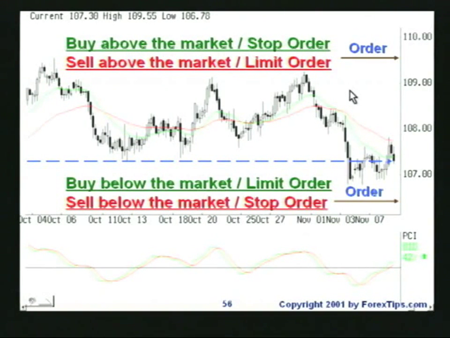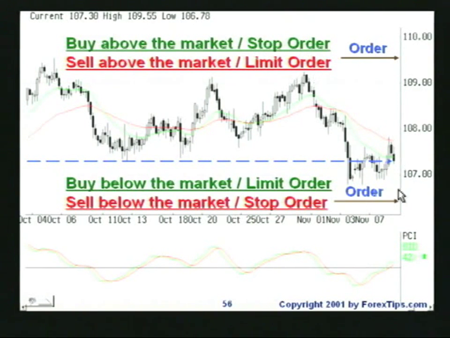Meaning this. Here's the market right here. If you think the market was going to rally and you place an order to buy at 109.50, that order is called an open order, an unfilled order, a working order. That order is placed above the market. Therefore, if it's a buy, it's called a stop order. If it's a sell, it's called a limit order.